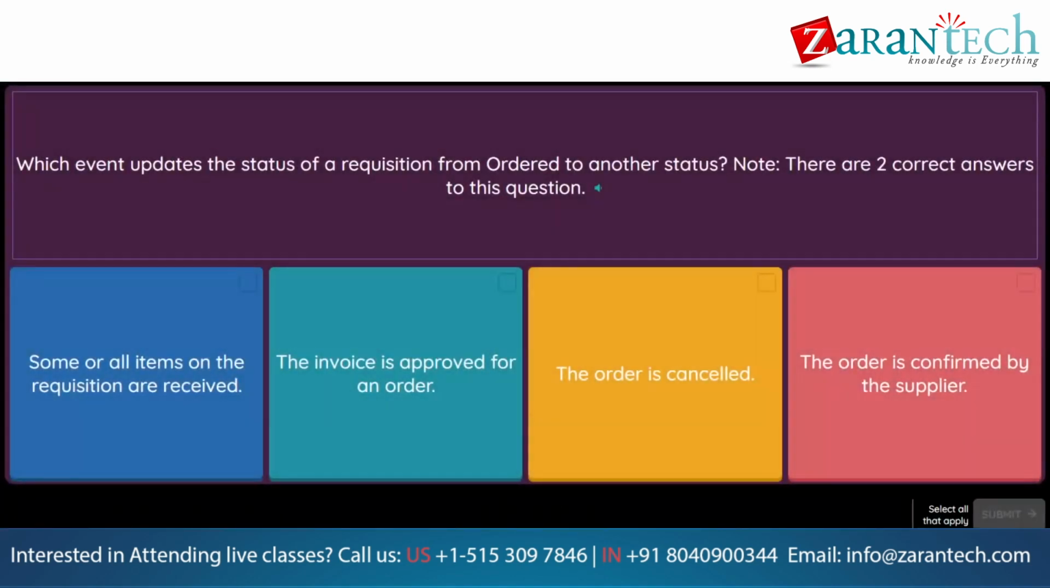Question: which event updates the status of a requisition from ordered to another status? Note: there are two correct answers to this question. Option 1: some or all items on the requisition are received. Option 2: the invoice is approved for an order. Option 3: the order is cancelled. Option 4: the order is confirmed by the supplier.